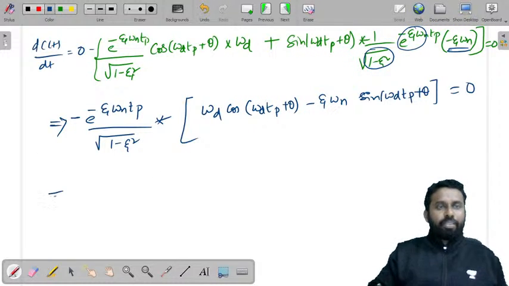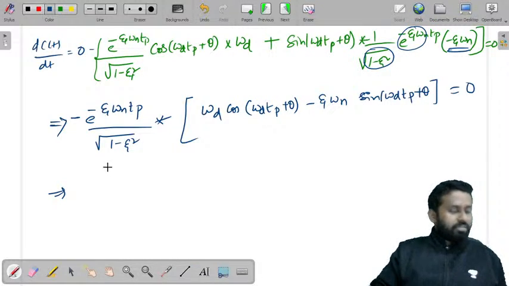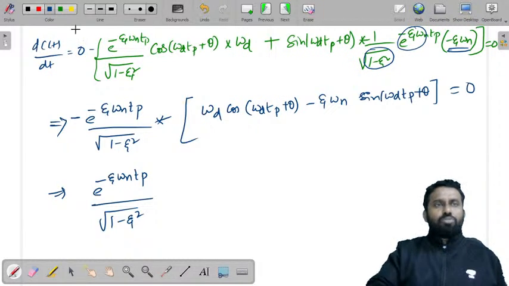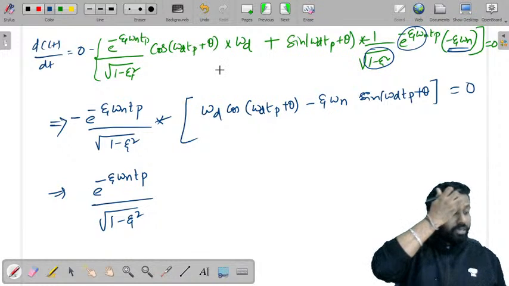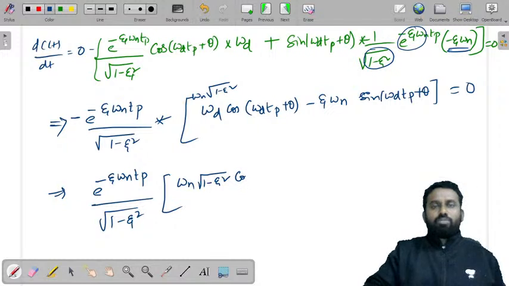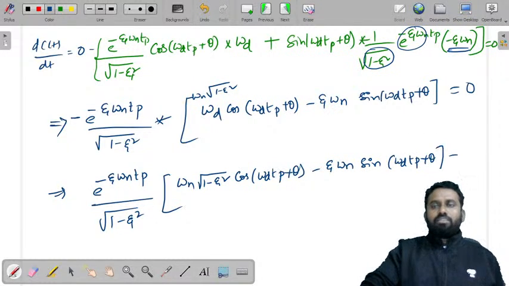Clear? Now you cannot make this equal to 0, but I'll just write it down something like this. You can just take e power minus zeta omega n tp by under root of 1 minus zeta square. What is omega d? We already know omega d is omega n into under root of 1 minus zeta square. So this is omega n under root of 1 minus zeta square cos of omega d tp plus theta minus zeta omega n sin of omega d tp plus theta is equal to 0.